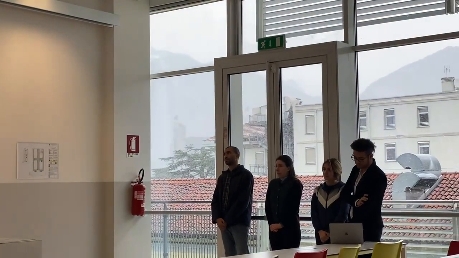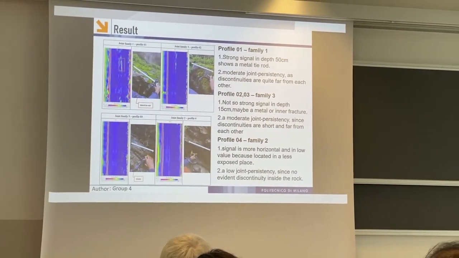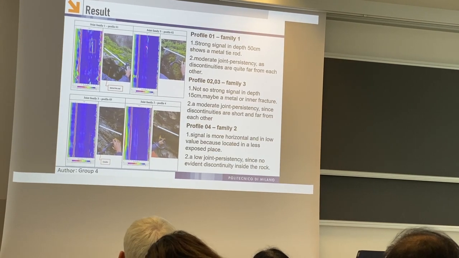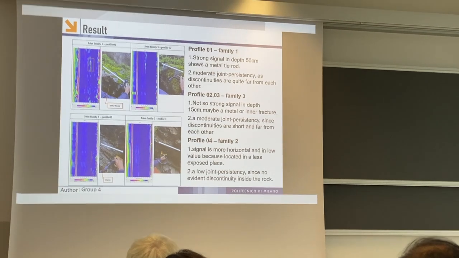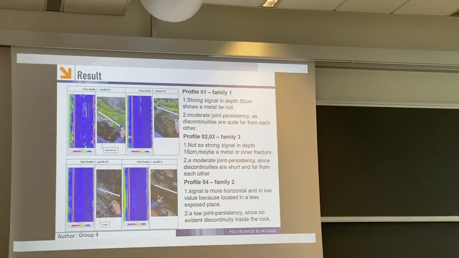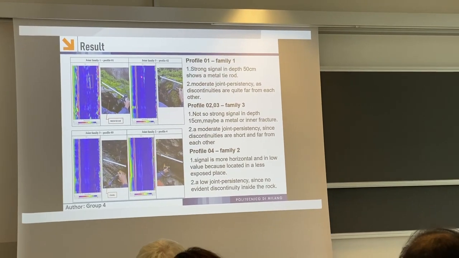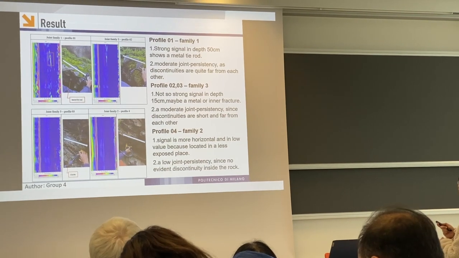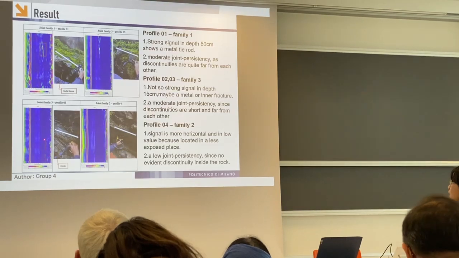And about joint family 3, we have 2 pictures, profile 2 and profile 3. In profile 2, there is a signal, not so strong but visible, at a depth of 15 centimeters. We are guessing that it may be a metal instead, or it may be an inner fracture. And the same, we assume that it's a moderate joint persistence since the discontinuities are short and also far away from each other.